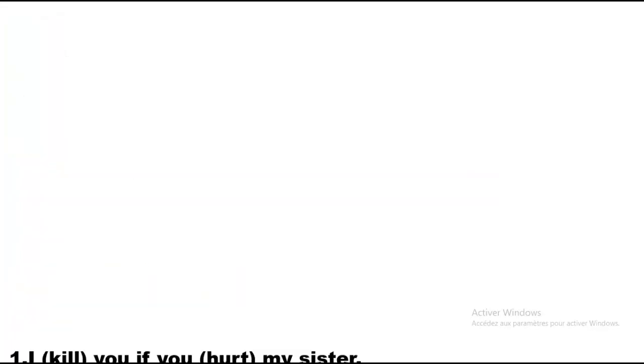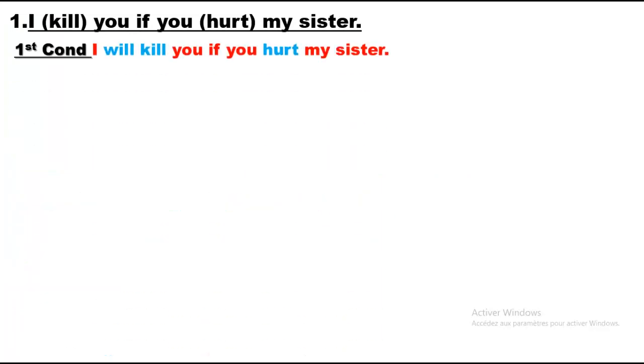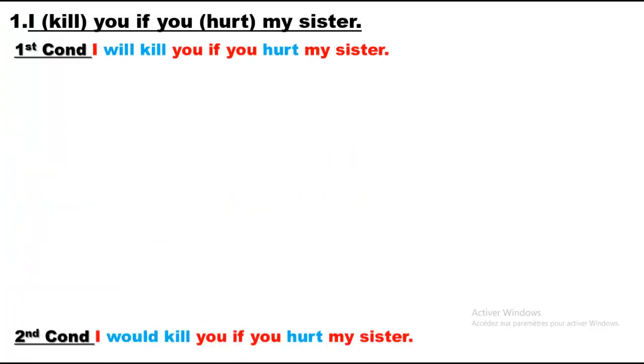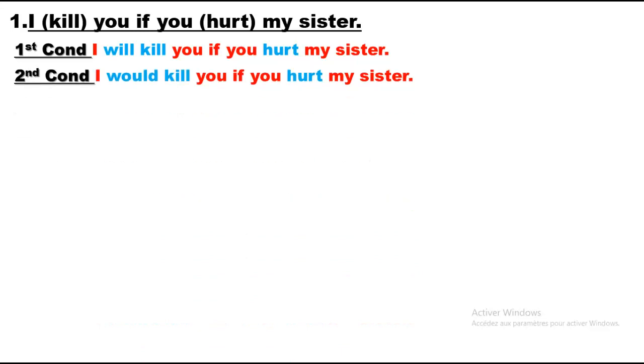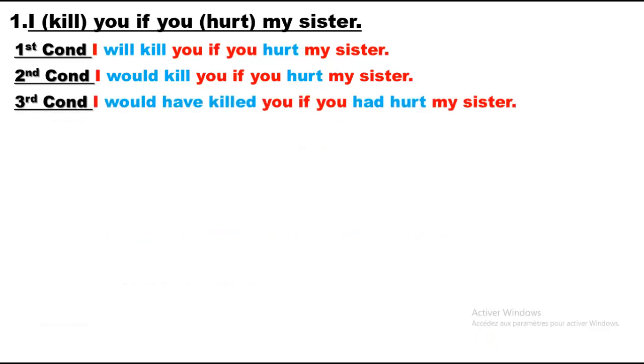That's correct. Number 1, I will kill you if you hurt my sister. Conditional 1. Conditional 2, I would kill you if you hurt my sister. And conditional 3, I would have killed you if you had hurt my sister.